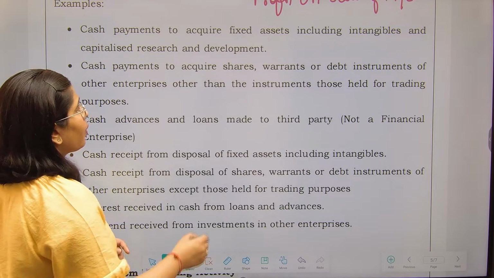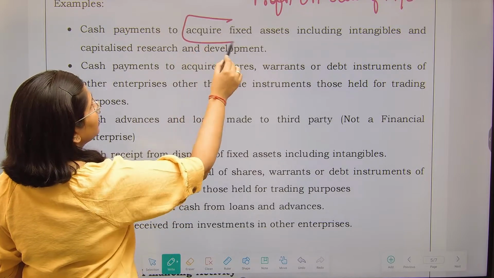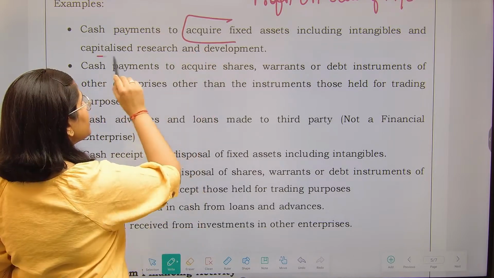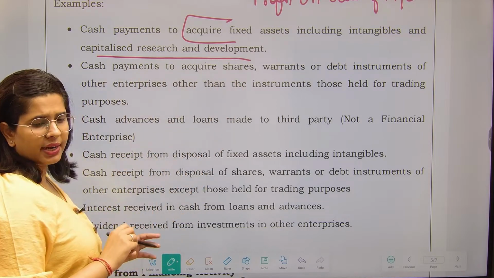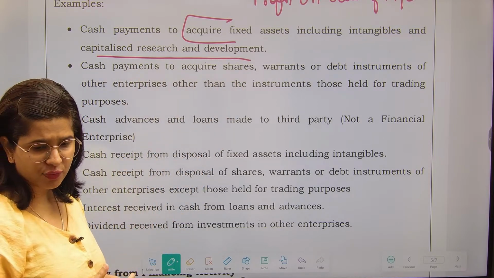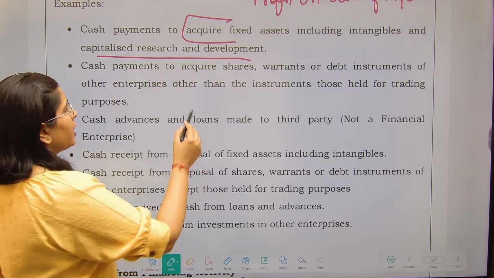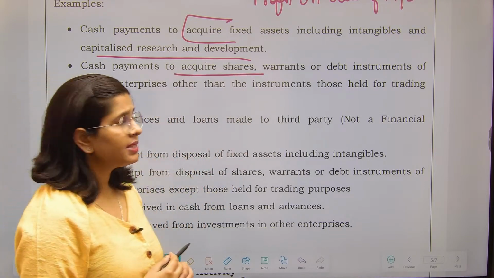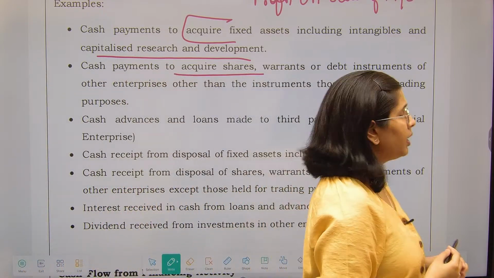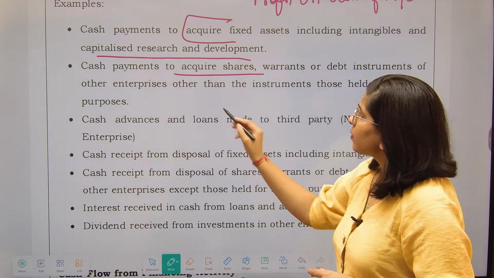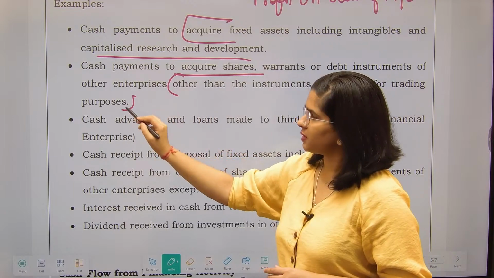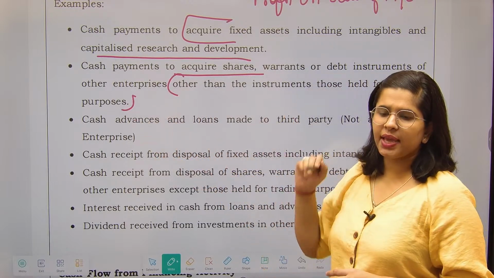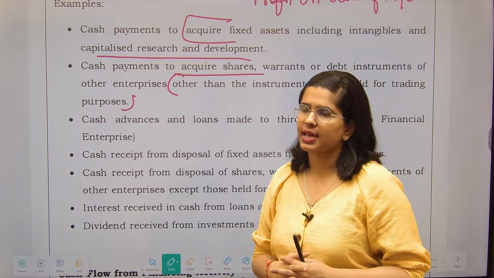Cash payments to acquire the assets, including intangibles like your research and development related thing if you have paid cash for it. If you have acquired shares, debt instruments or any other kind of investments and you want to hold them, अच्छा, other than for trading purpose. Now इस पे भी एक चर्चा कर लेते हैं. Let's discuss this as well.